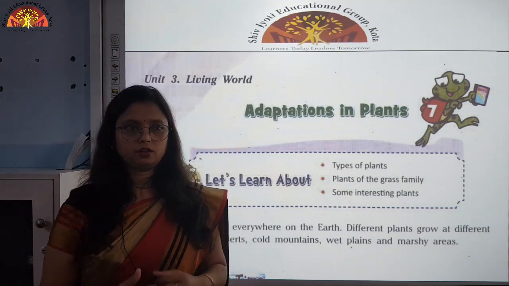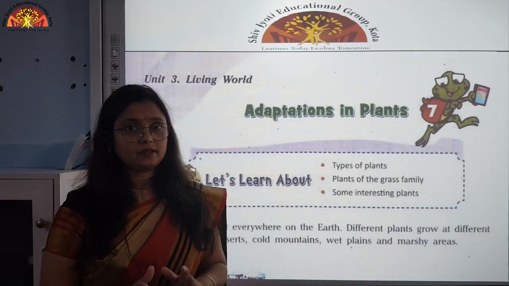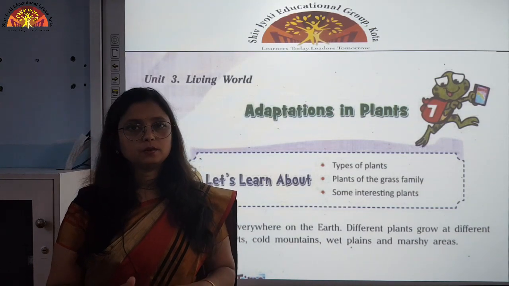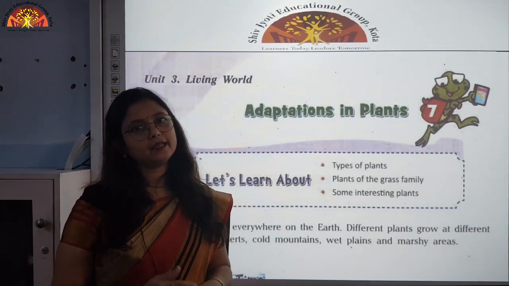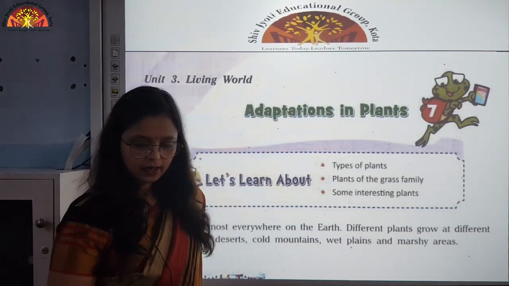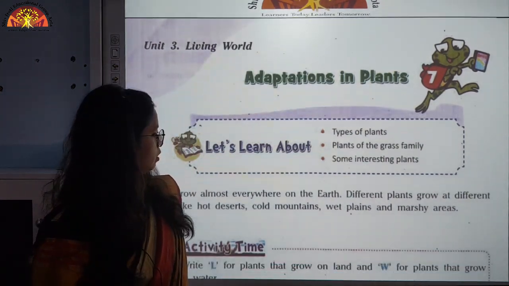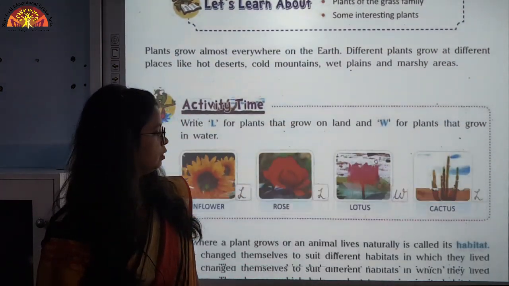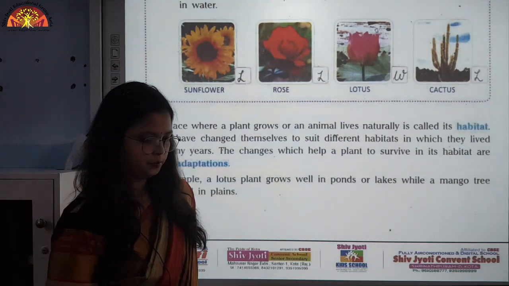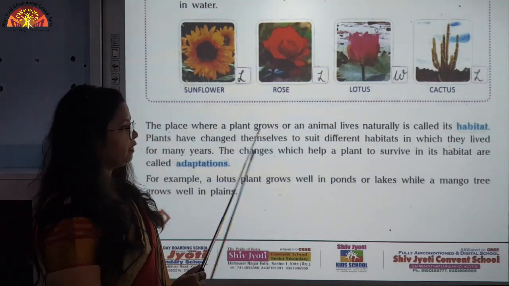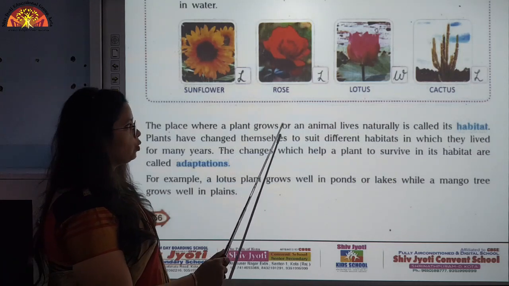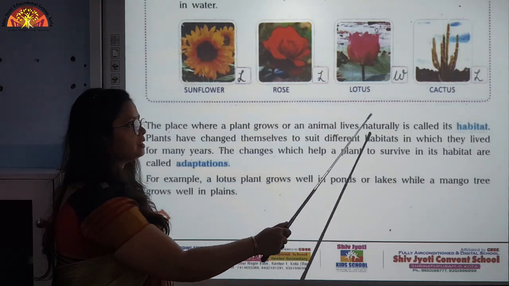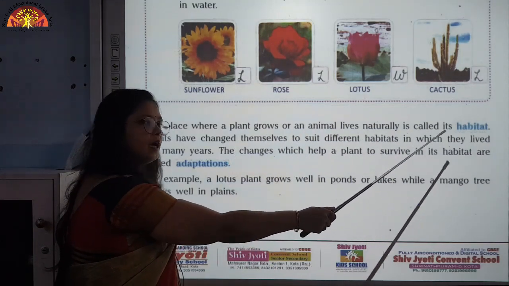So, students, the place where a plant grows or an animal lives naturally is called its habitat. Let us have a look in book also. So, here the definition of habitat is given in your book. The place where a plant grows or an animal lives naturally is called its habitat.